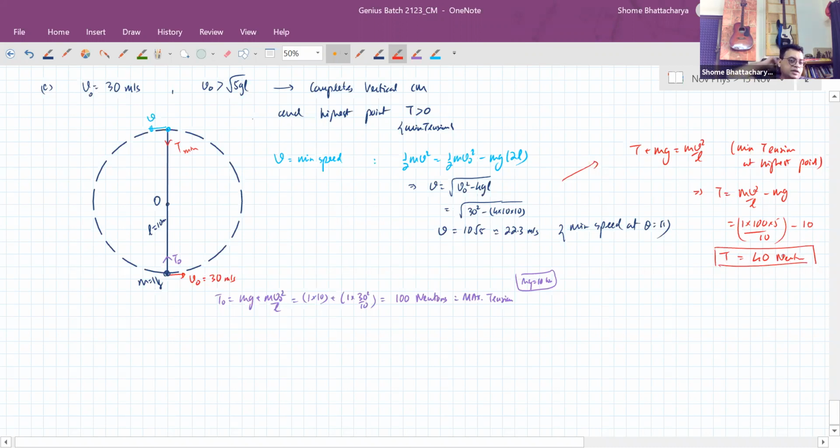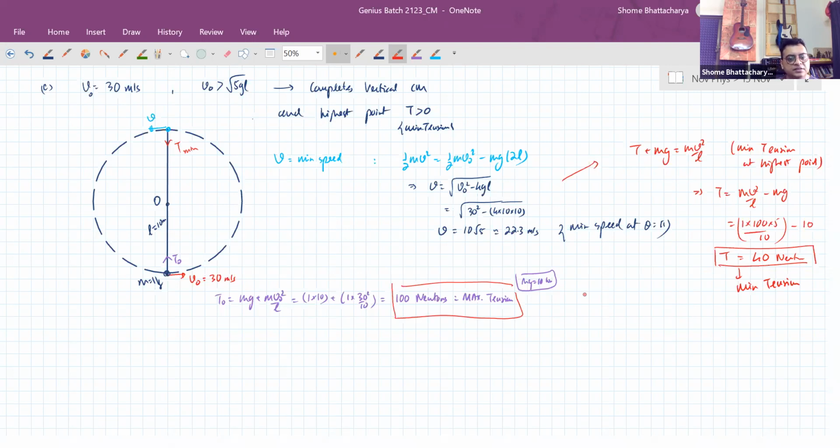You can see it has quite a large amount of tension even at the highest point because it has quite a large speed. So the tension ranges between 40 newtons every time it's at the highest point and 100 newtons every time it's at the lowest point. And the speed ranges between this 22 meters per second at the highest point and 30 meters per second at the lowest point.